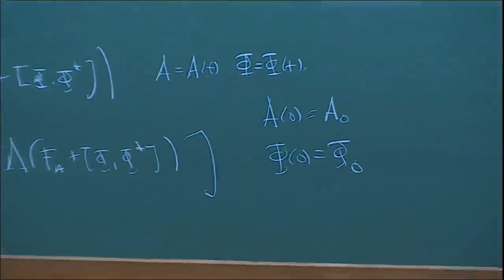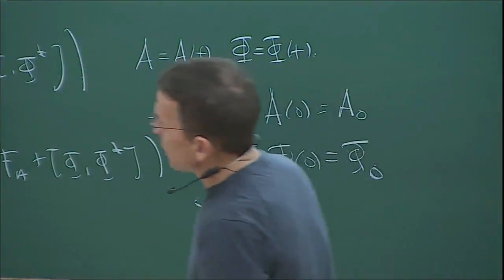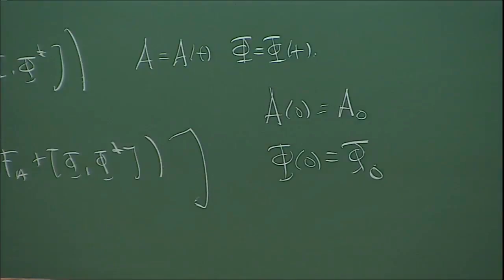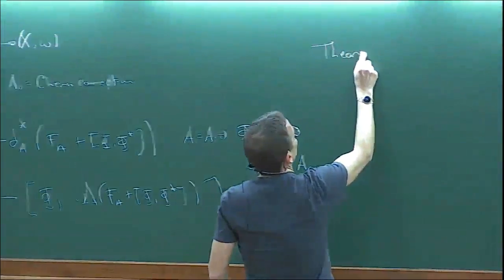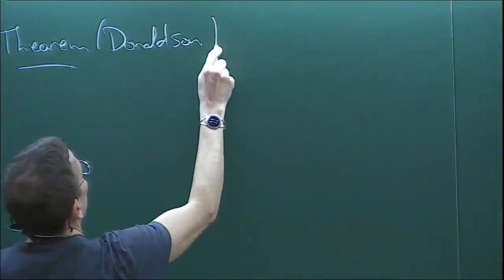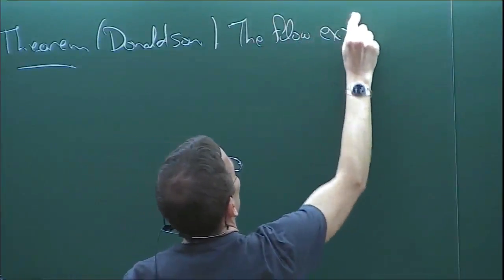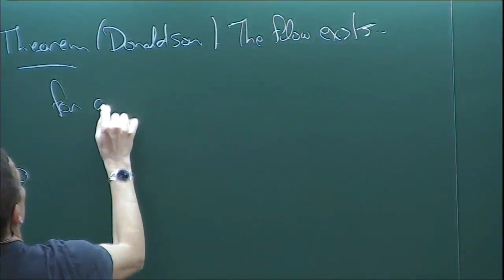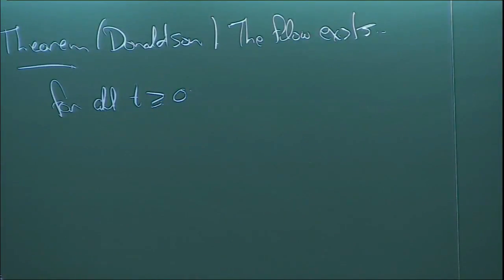Okay, and so this is the evolution of bundles with Higgs fields, and the statement is that actually these are Higgs bundles. And in fact, they're all isomorphic to the original one. So the theorem, let me state this as a theorem, which is due to Donaldson, is that the flow exists for all time. The flow is this equation over here.